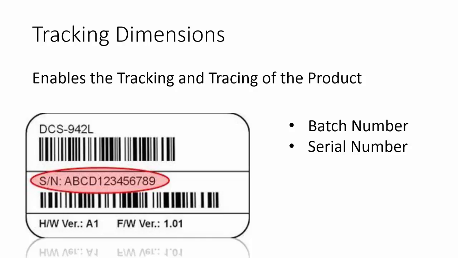Tracking dimension groups consist of two tracking dimensions, batch number and serial number. We often use batch number and serial number to track the products. Batch number can be specified for a set of products that are purchased or produced in a specific lot. And serial number can be specified to identify the product individually. So a unique serial number can be specified for each product. Let us review the product demonstration for the same.